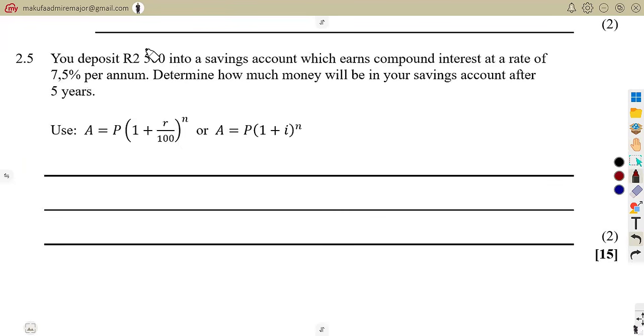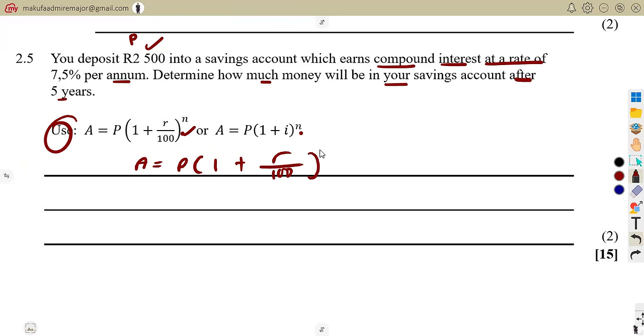All right, then let's say you invest 2,100 into a savings account, which is your principal, which earns compound interest at a rate of 7.5% per annum, which is per year. Determine how much money will be in your savings account after 5 years. Use this formula or this formula; you are given two formulas to use. Considering the first formula, it is given that the amount is equal to P into 1 plus r over 100 to the exponent of n. There you just have to take your values as they are.